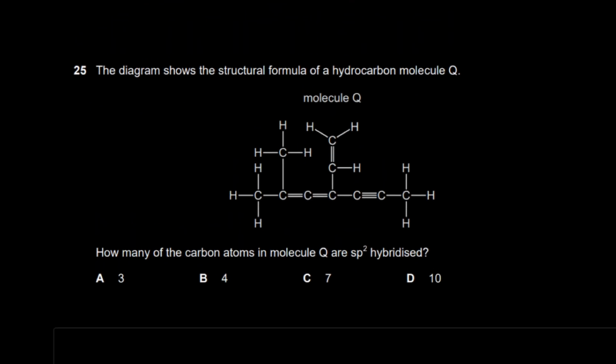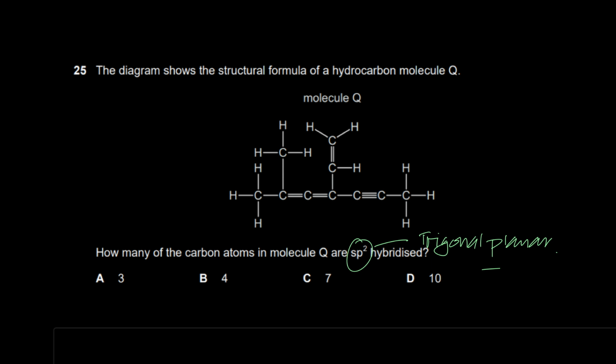The diagram shows the structural formula of a hydrocarbon molecule Q. How many carbon atoms in the molecule Q are sp2 hybridized? How do you know sp2 hybridization? The electron geometry should be trigonal planar.